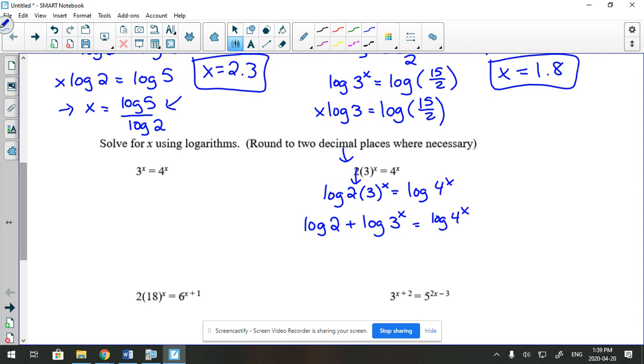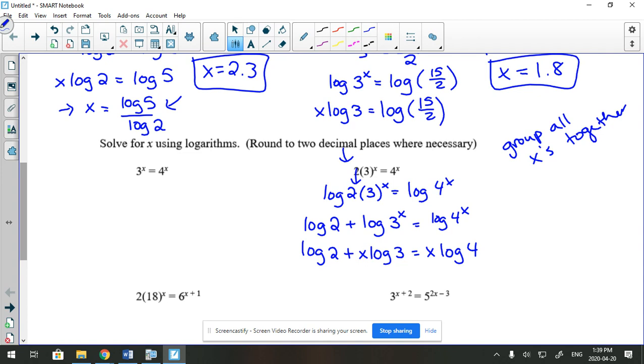Okay, now that I have the x in the exponent and they're all in logs, I can pop that x in the front. So you can see this one's a little bit more complex because I have an x in 2 different spots now. So what you want to do is group all the terms with x together onto one side. So what I did here is I minus x log 3 from both sides.